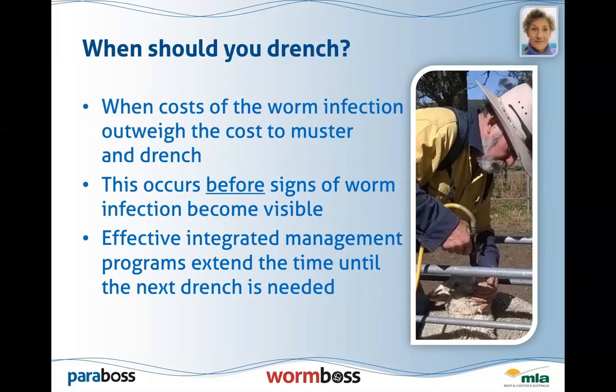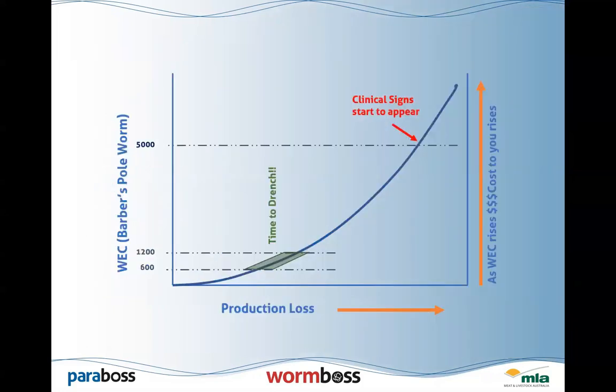But if you move to an integrated program from an unplanned approach, then you'll reduce the amount of larval contamination on pasture and you won't need to drench as often. Now, this slide here is for barber's pole worms, but if you're in an area with scour worms, the same principle applies, but it'll be just at lower egg counts.